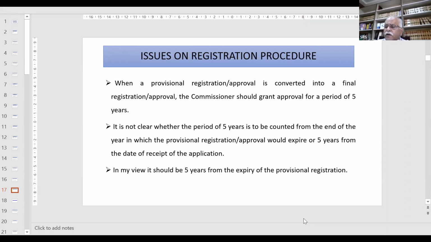practically there won't be a case where you are sought for conversion of a provisional registration into a final registration and the commissioner has passed the order. If any one of you have received such an order, kindly share that experience with us. Next slide, please.